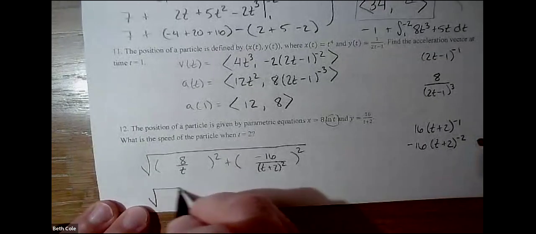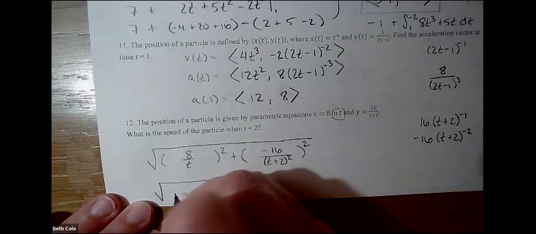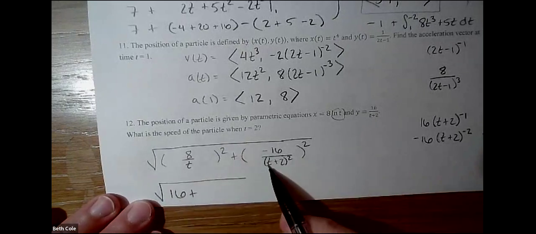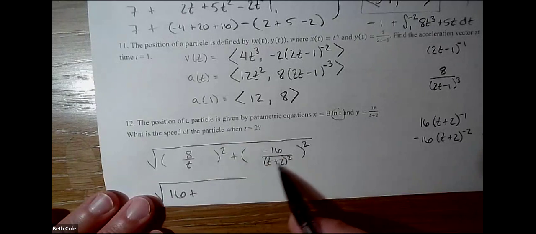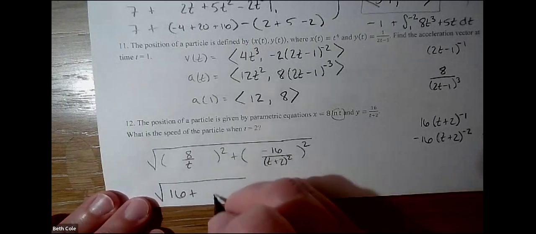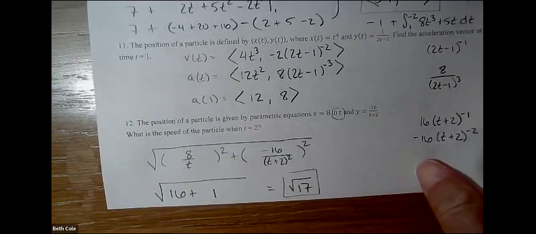And then we're going to plug in 2 to get our answer. So 8 divided by 2 is 4. Squared is 16. 2 plus 2 is 4. Squared is 16. That'll actually just end up being negative 1. Squared is positive 1. And so square root of 17 is our answer.